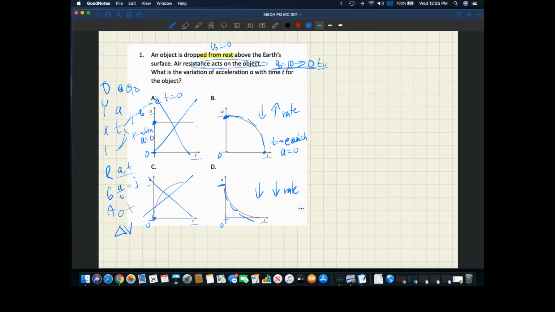And so when it finally reaches terminal velocity, that is when the acceleration is 0. It's important for us to remember that it's gradual at the end. And so the one that's gradual at the end is choice D. And choice B is where it's steep at the end. The most change happens near the end. And that's why D is the correct answer.